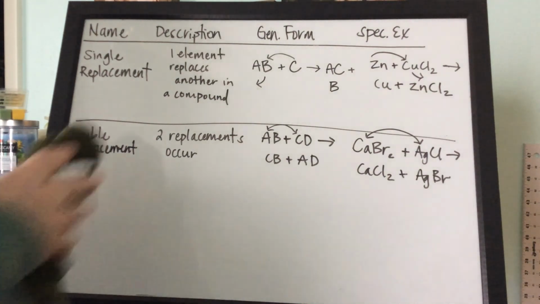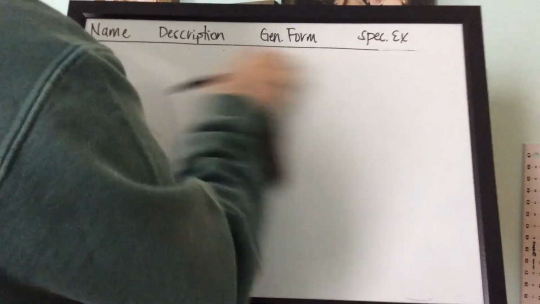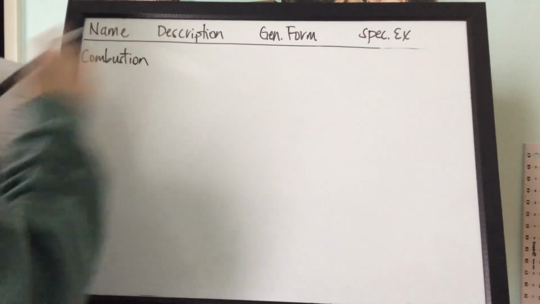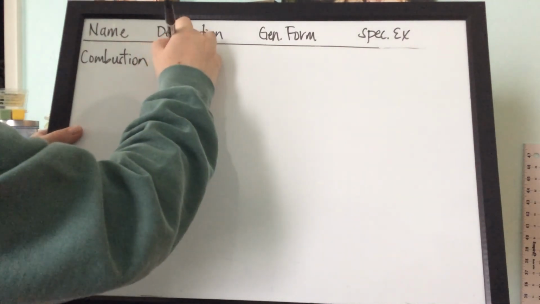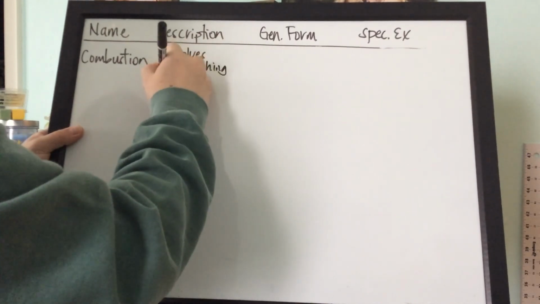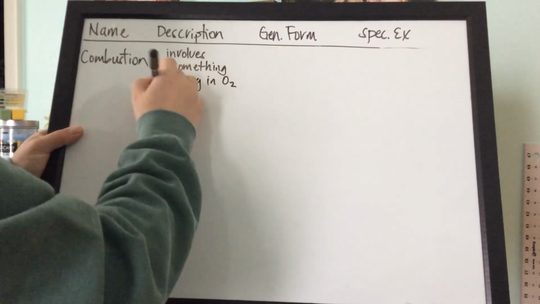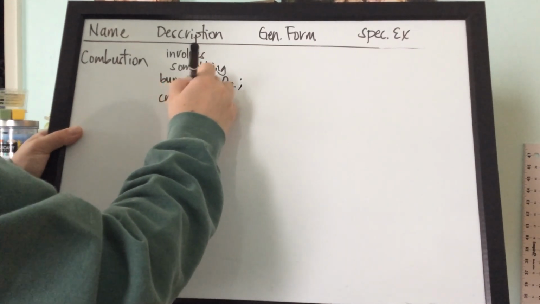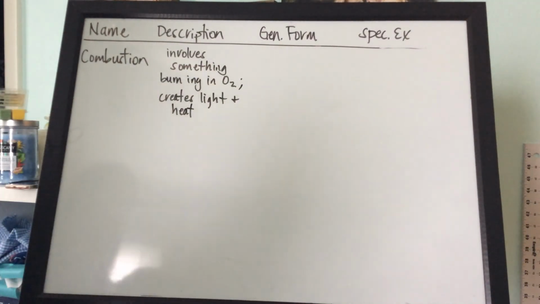All right, and then my very last reaction, it's kind of a standalone. It's a little bit different. Like synthesis and decomposition kind of go together. Single and double replacement kind of go together. And then you have combustion, which is kind of an oddball. So a combustion reaction involves something burning in the presence of oxygen, and it creates light and heat, of course. Right, we've all seen combustion reactions before.